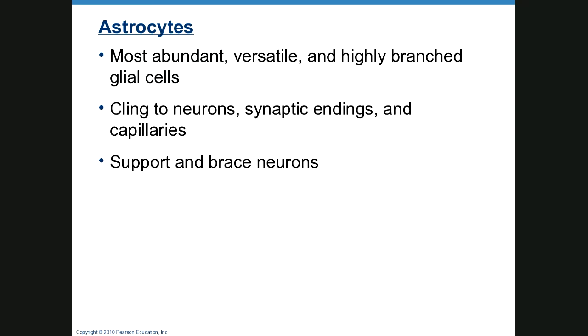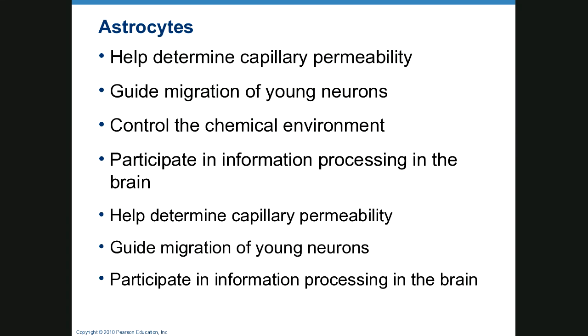here, astrocytes. Abundant, very versatile, highly branched, and they cling neurons to synaptic endings, capillaries, support brace neurons. They also help determine capillary permeability, so they're involved in the blood-brain barrier. Growth, migration of young neurons, control the chemical environment, and possibly participate in information processing.